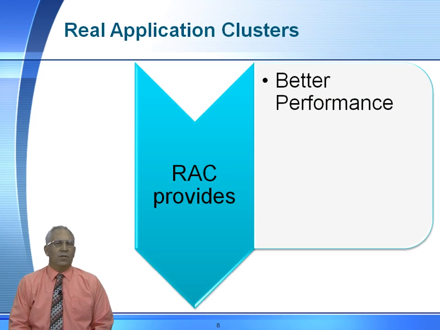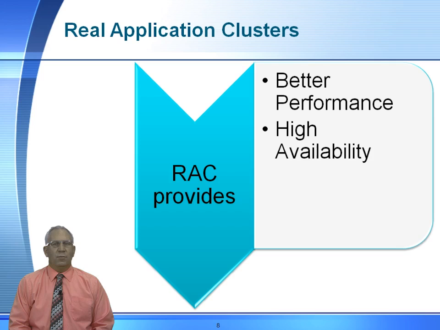So when we look at an overall RAC environment, RAC obviously stands for Real Application Clusters. Why would we do this? Well, it does provide us better performance. Better performance is really defined as better throughput.